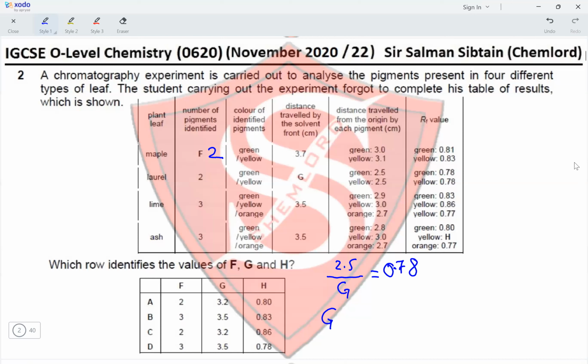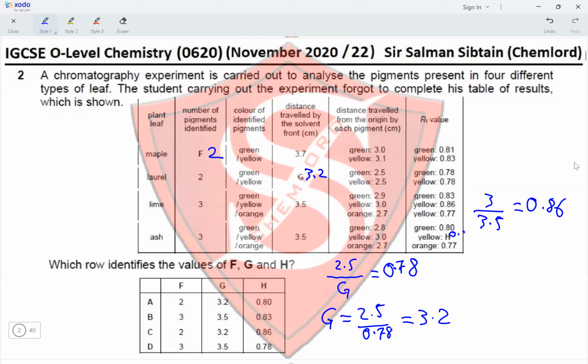So in order to calculate G, make G the subject of the formula. G will be equal to 2.5 divided by 0.78. This gives us a value of 3.2 for the distance traveled by the solvent. So the value of G is 3.2. And for H, it is the Rf value. The Rf value is calculated by the distance traveled by the solute upon the distance traveled by the solvent. So that would give us a value of 3 upon 3.5, which is equal to 0.86.